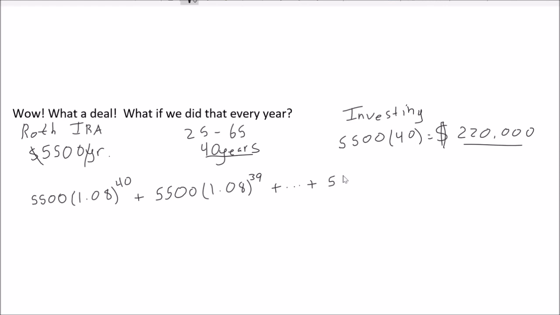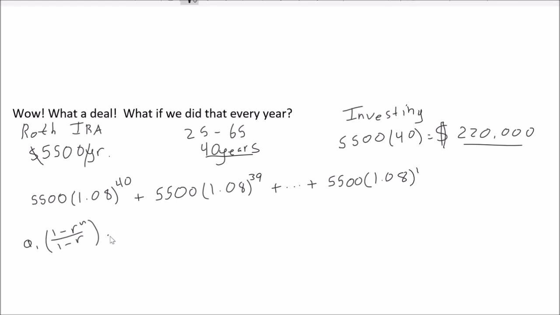In the final year, we put in 5,500. It grows at a rate of 8%. And how many years does it have to grow? It grows for just 1 year. Now, we want to add up all of those terms. So I'm going to go back to what we learned about geometric series. That was a sub 1 times 1 minus r to the nth power, divided by 1 minus r.